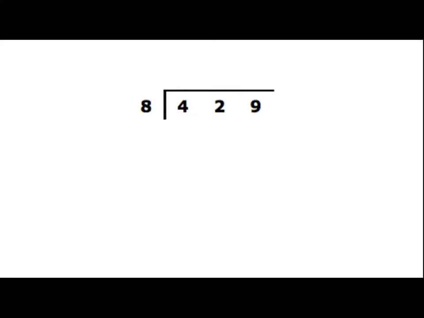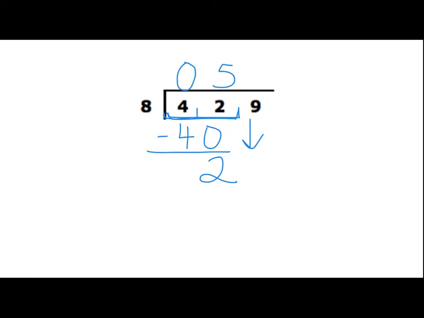Those of you that want to do a little bit more work on the paper and not as much in your head in case you want to avoid making mistakes, here's what you can do. Same strategy as before. We always start out asking ourselves, how many times can 8 go into 4? 0. But now we need to ask ourselves, how many times can 8 go into 42? Still 5 times. We multiply. 5 times 8 is 40. So instead of doing what's left over in your head, you do it right here. So we know our remainder is 2, and we're bringing down the 9.